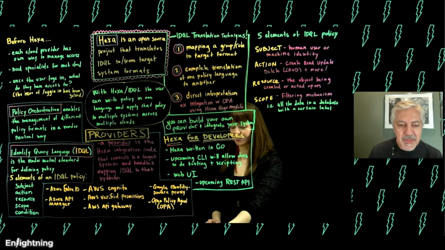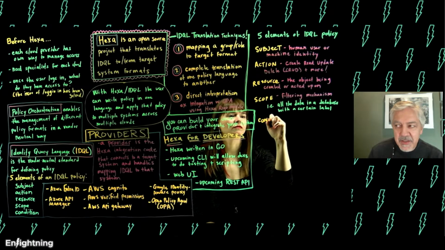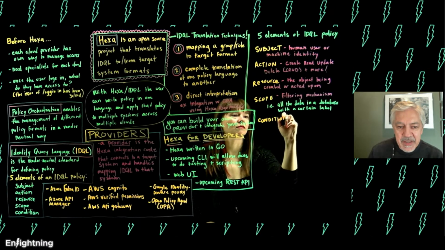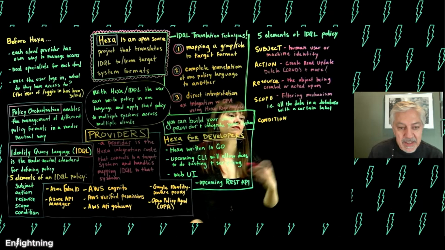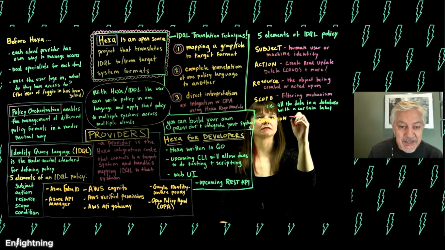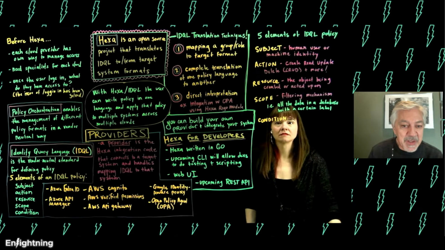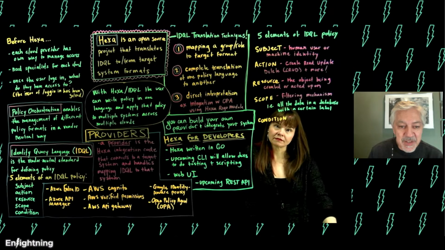And one more, condition. Yeah, so this could be represented by different things. Time of day is one condition. I can only access this resource during business hours. It could be location dependent. I can only access US person data when I'm in the US, or things of that nature.